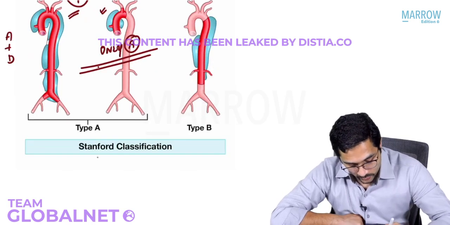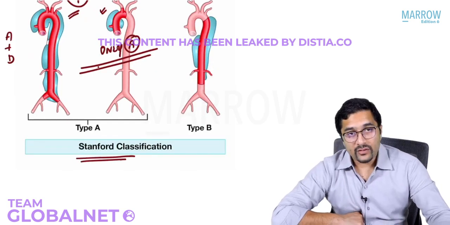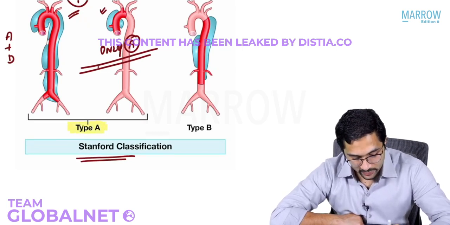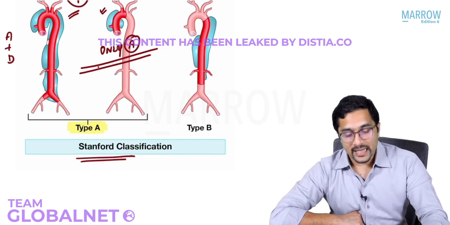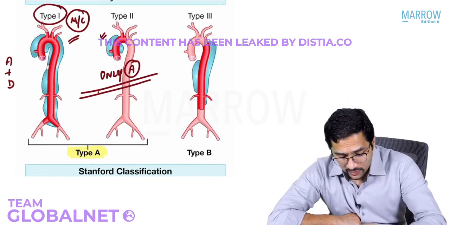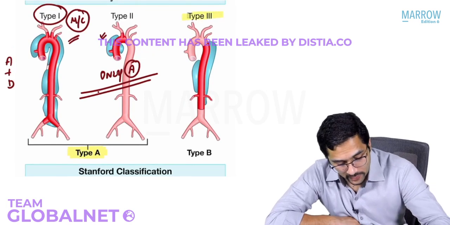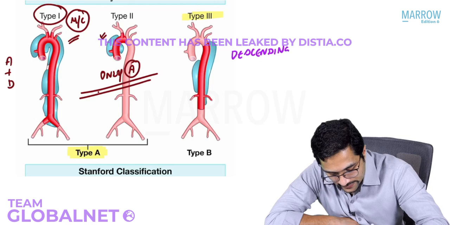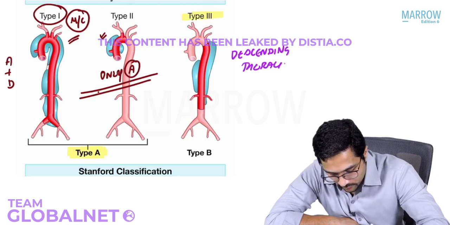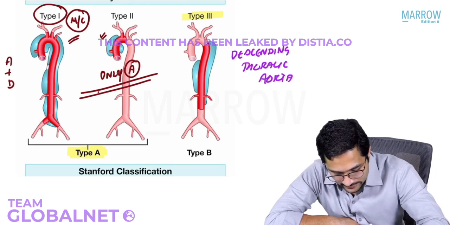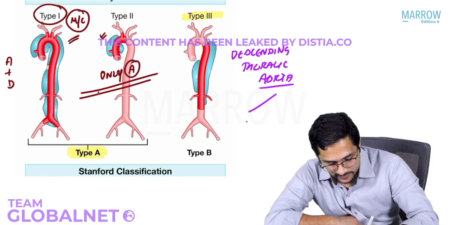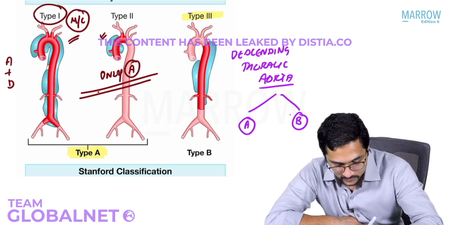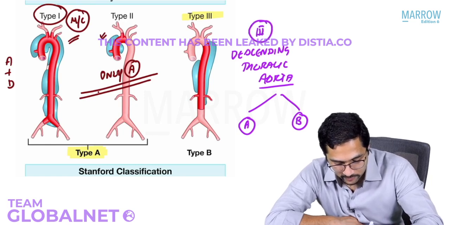Type 1 and type 2 combined are known as Stanford's A. So the other classification is the Stanford's classification, and type 1 and type 2 DeBakey combined are Stanford's A. And type 3 is the one which involves the descending thoracic aorta. And in the latest classification, this has also been further divided into 3A and 3B.